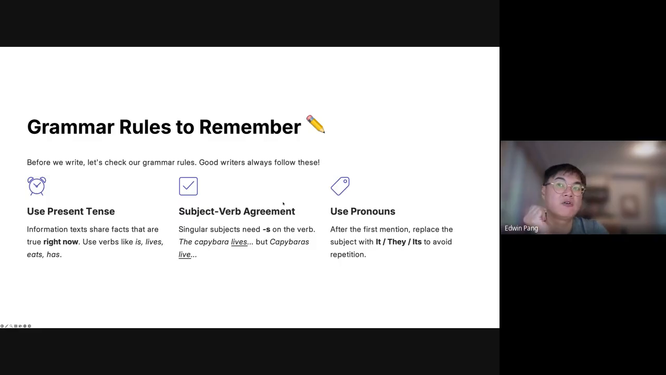Number 2, subject-verb agreement rule. I corrected some of you just now. One puts S after the verb. Remember the song, everybody, okay? You can sing to yourselves, huh? One puts S after the verb. One capybara puts S after the verb.